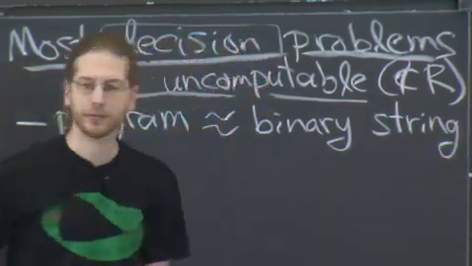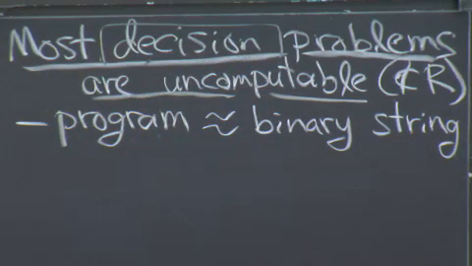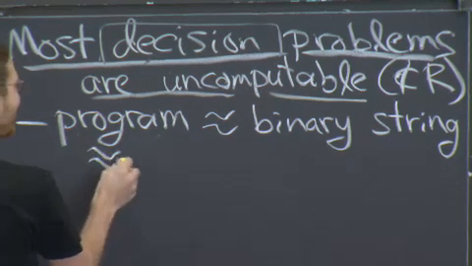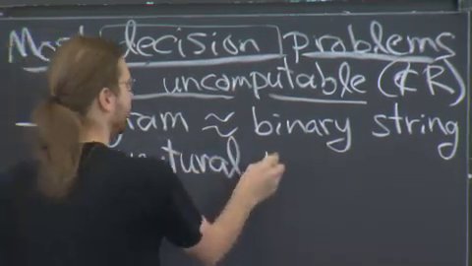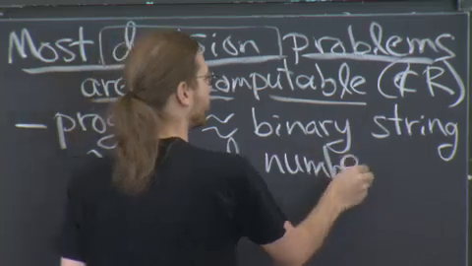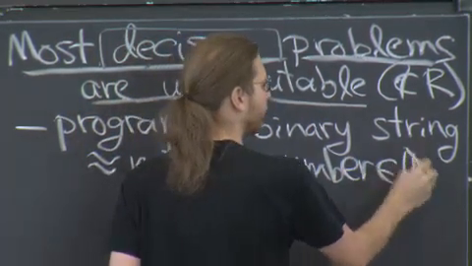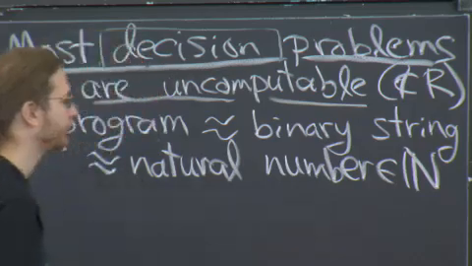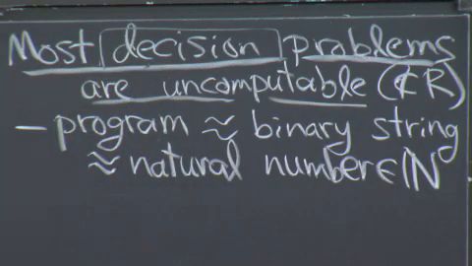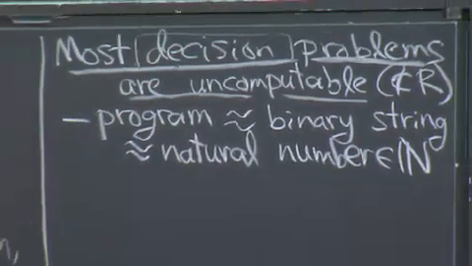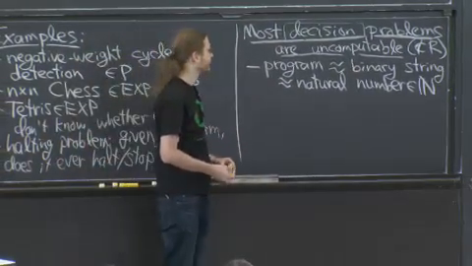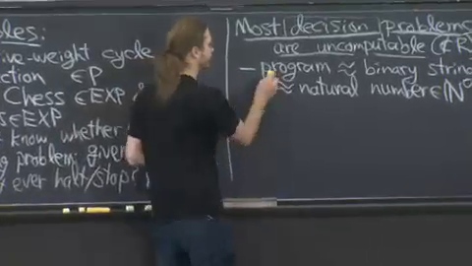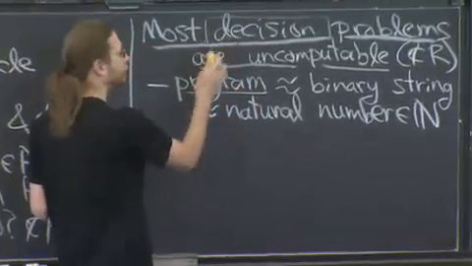Now, you can also think of a binary string as representing a number in binary. So you can also think of a program then as a natural number, some number between 0 and infinity, an integer. Usually we represent this as math bold N: 0, 1, 2, 3. You can think of every program as ultimately reducing to an integer. It's a big integer, but hey, it's an integer. So that's the space of all programs. Now I want to think about the space of all decision problems.